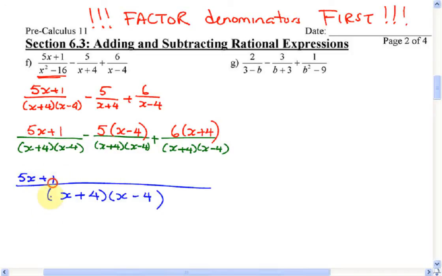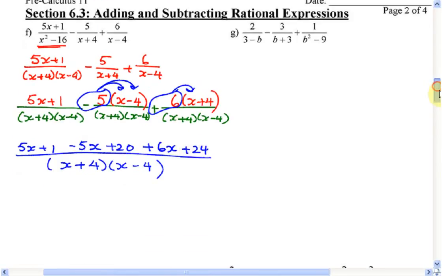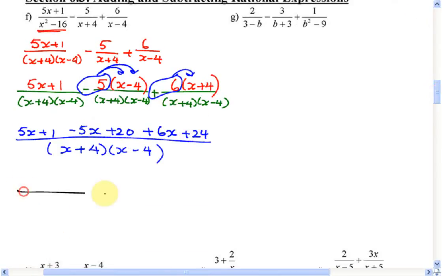(5x plus 1). Be careful with the negative 5 here. I'll distribute inside. So that's negative 5x plus 20. And then the positive 6, well, I guess I could combine the positive together if you wish, but it doesn't make a difference. 6x plus 24. Ladies and gentlemen, if you could go ahead and try to simplify that, I'd be very happy. And you always want your teachers to be happy, right?